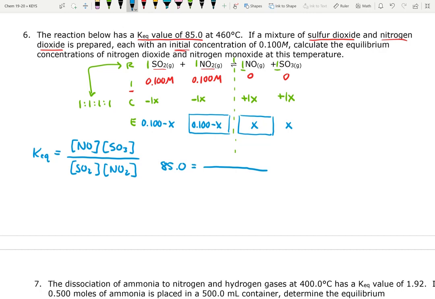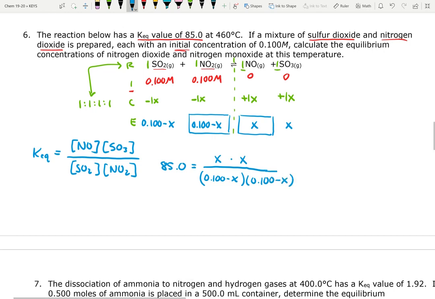The other things you might say, well, I don't know anything else. Well, it's true and it's not. We can fill this in. Even though we don't know those values, we can fill them in. So on the top, for NO, I'll have X. And for SO3, I'll have X. So we have X times X. On the bottom, I have 0.100 minus X for both of those terms. So 0.100 minus X and 0.100 minus X.